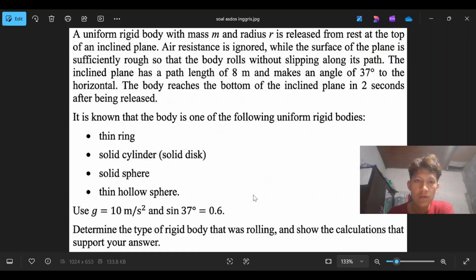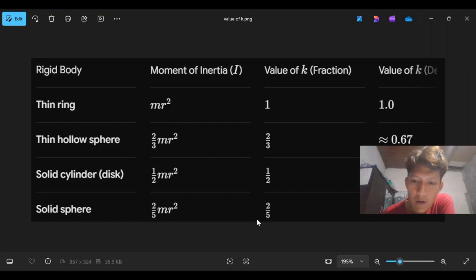So the first thing you want to do is read the questions carefully, okay? Determine the type of rigid body that was rolling and show the calculations that support your answer. We must determine the type of rigid body that was rolling. We can determine that from their value of k.